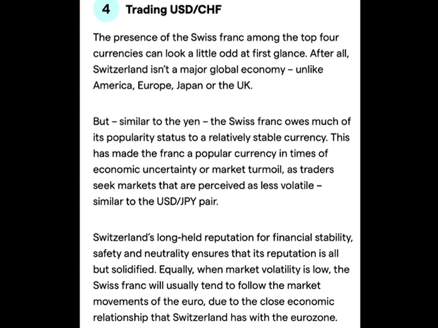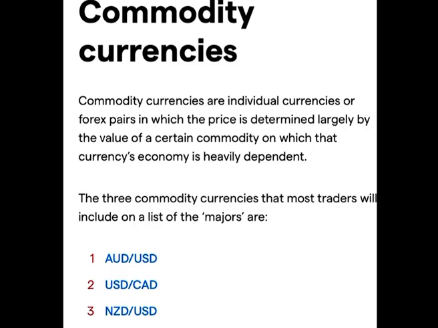Another currency that also has high volatility and is widely traded is USD/CHF, which is the Swiss franc. That's Switzerland's currency. So the presence of the Swiss franc among the top four currencies can look a little odd, because at first glance you feel it's a small nation, but as you know, it has the World Bank there, so they are also not small. Don't look at them like that. After all, Switzerland is a global economy, one can say.